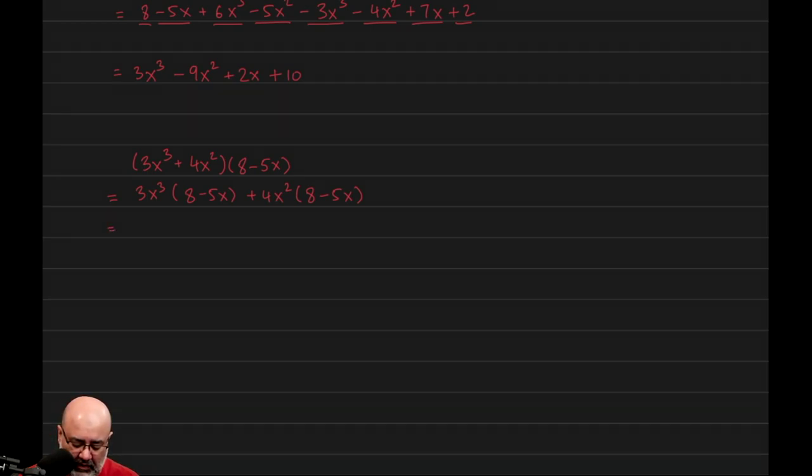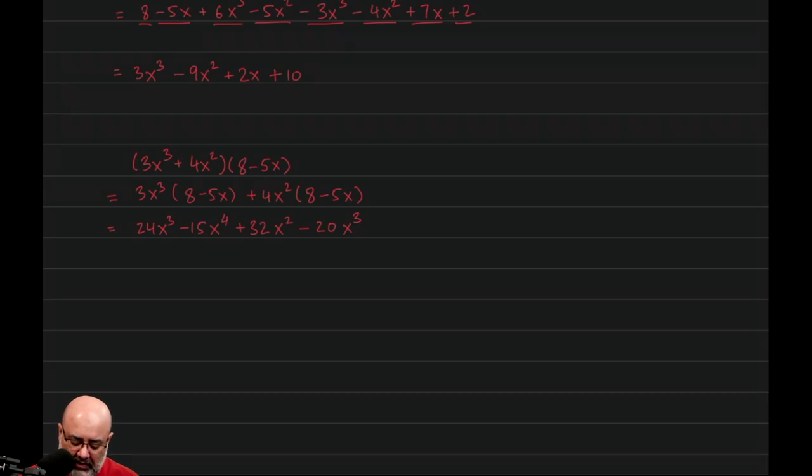So this would give us 8 times 3 is 24x cubed. Then 3 times negative 5 is negative 15x to the fourth. X cubed times x would give us x to the fourth. Then 4 times 8 is 32x squared. And then finally, 4 times negative 5 is negative 20, x squared times x would give us x to the third.